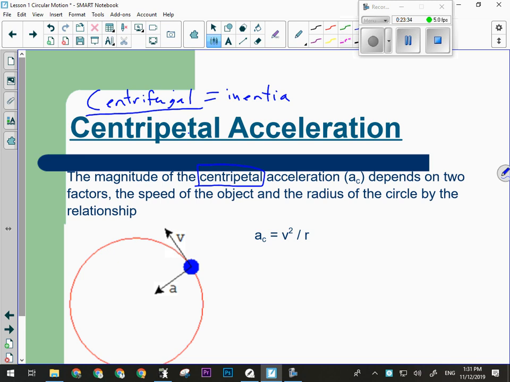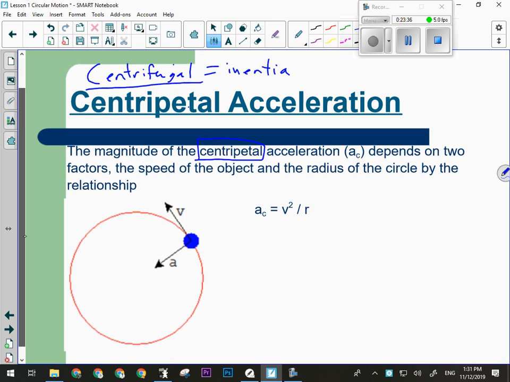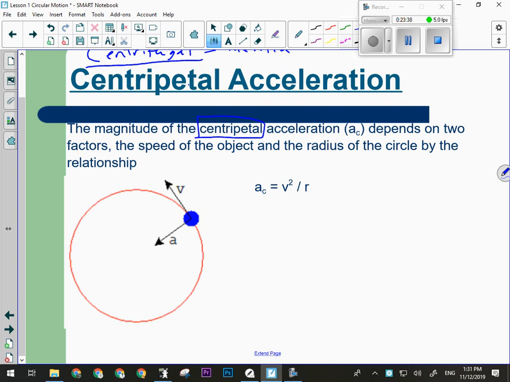All right, so centripetal acceleration depends on two factors: the speed of the object and the radius of the circle. According to this formula, the centripetal acceleration experienced by an object is equal to the speed of the object squared divided by the radius of the circle. So the faster the object goes, the greater the acceleration it experiences. In what way? Linearly or exponentially?